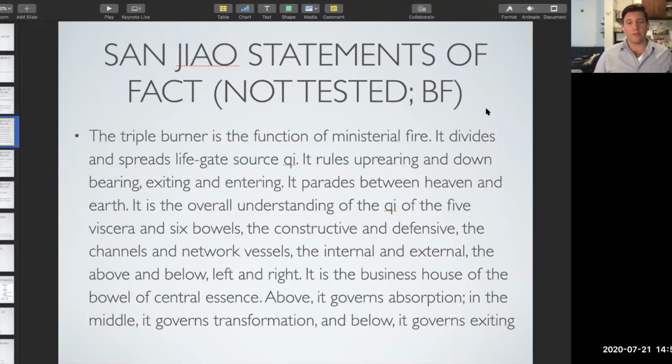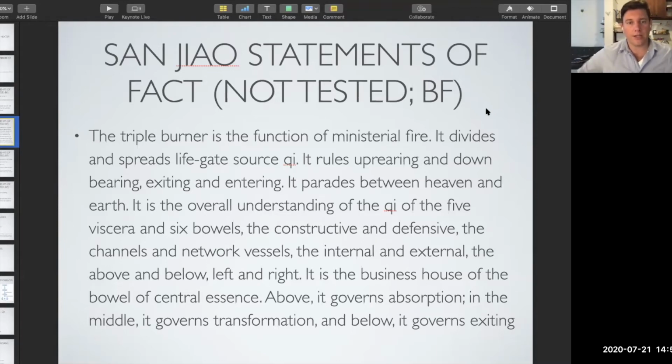The triple burner is the function of ministerial fire. So we have the ministerial fire sitting in the kidneys, and it's working down there to heat up the body, to do qi transformations within the urinary bladder, to balance fire above and below with the heart. And when it does things, it does it through the Sanjiao. So the Sanjiao is the function of ministerial fire.